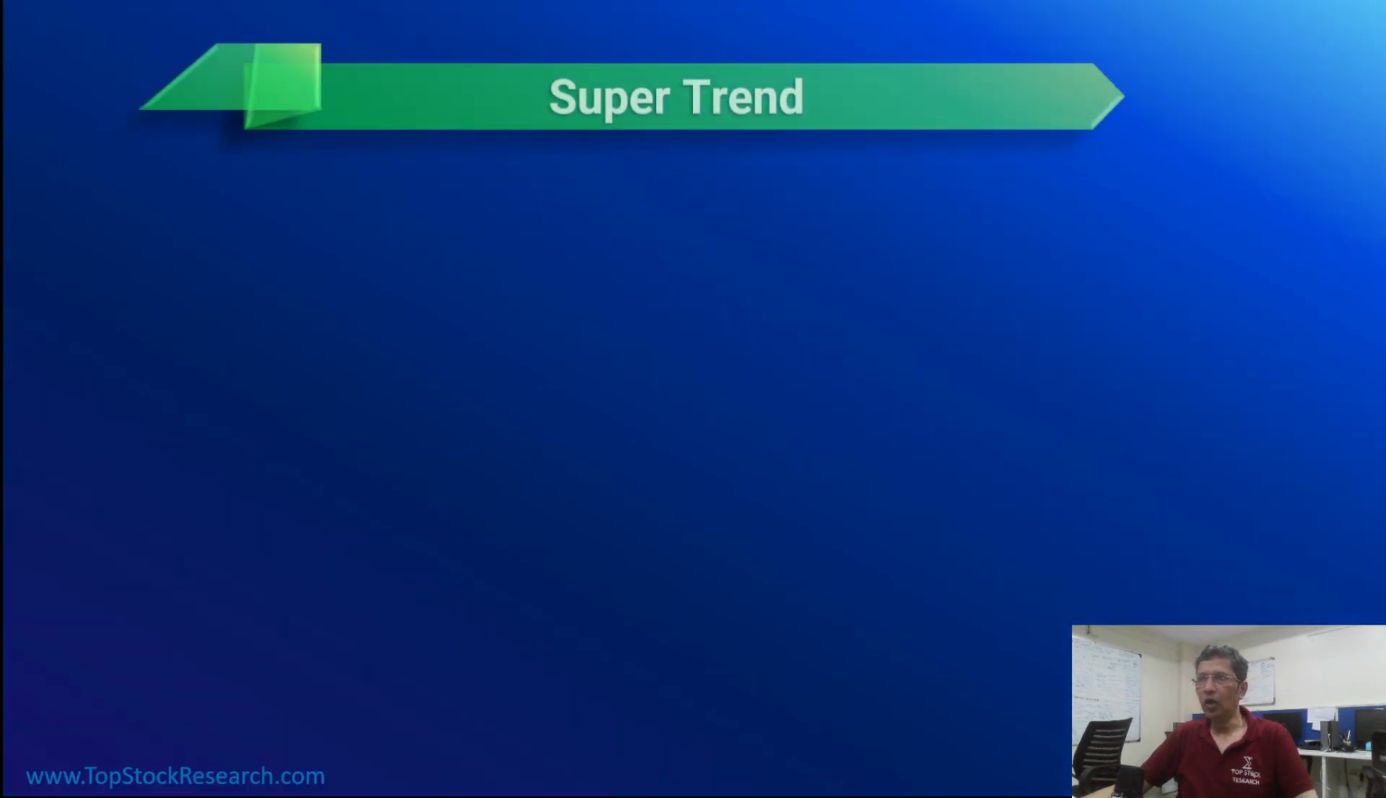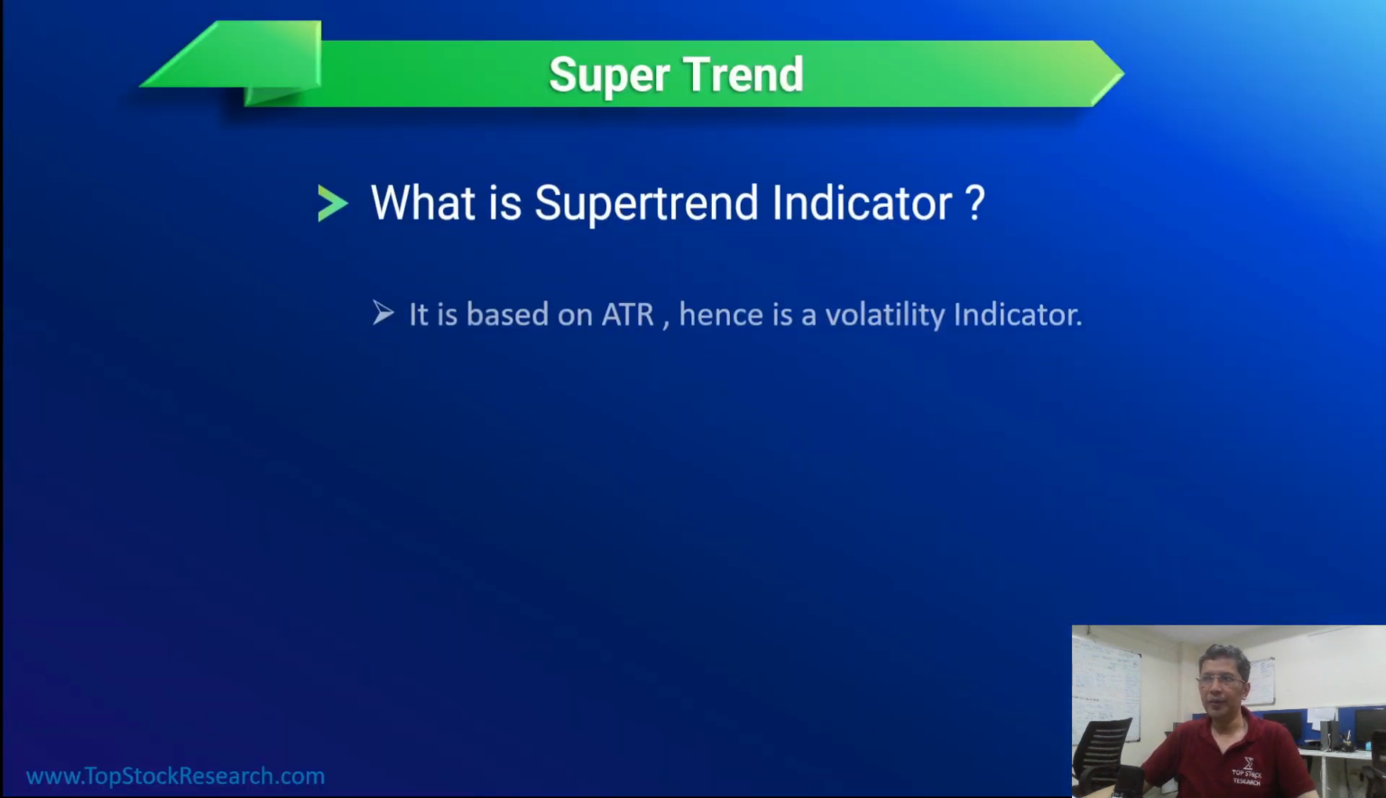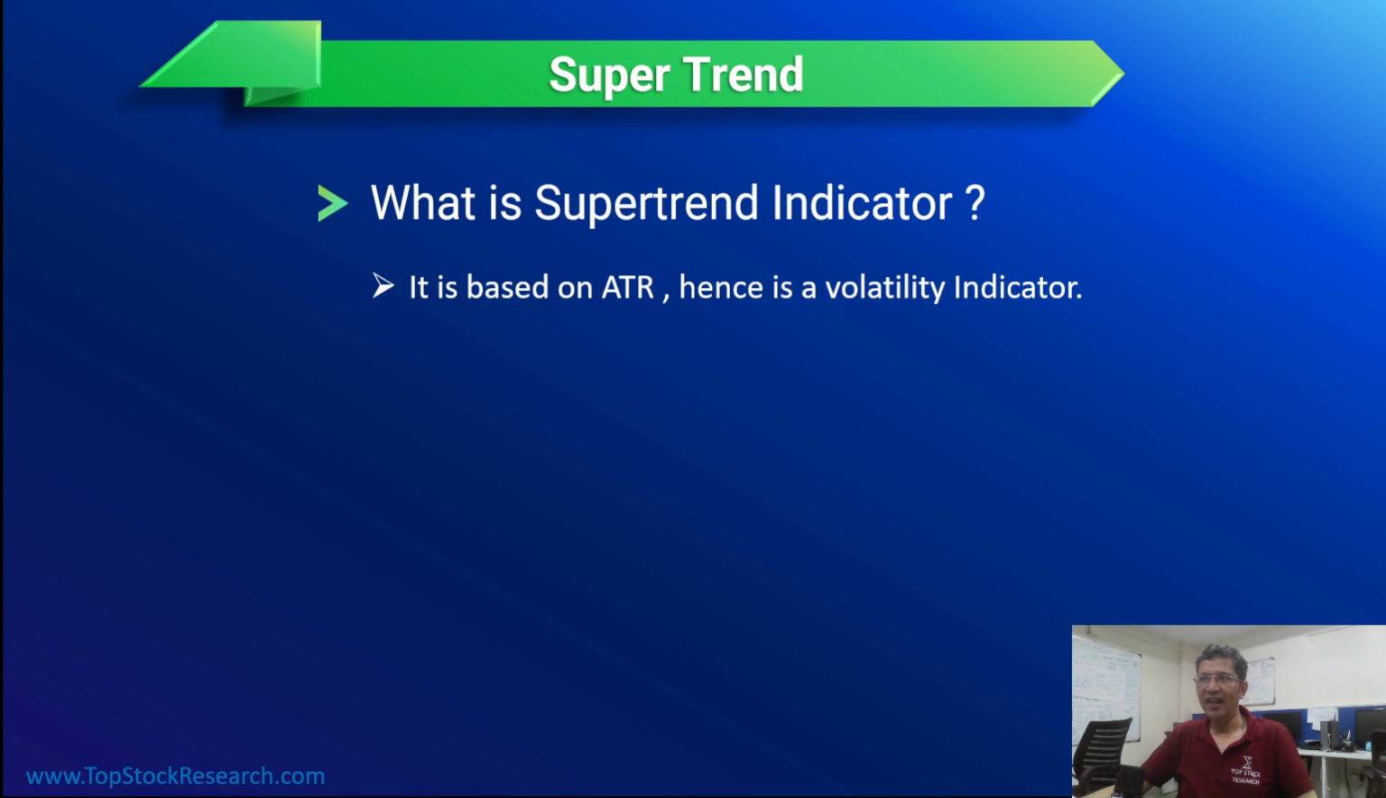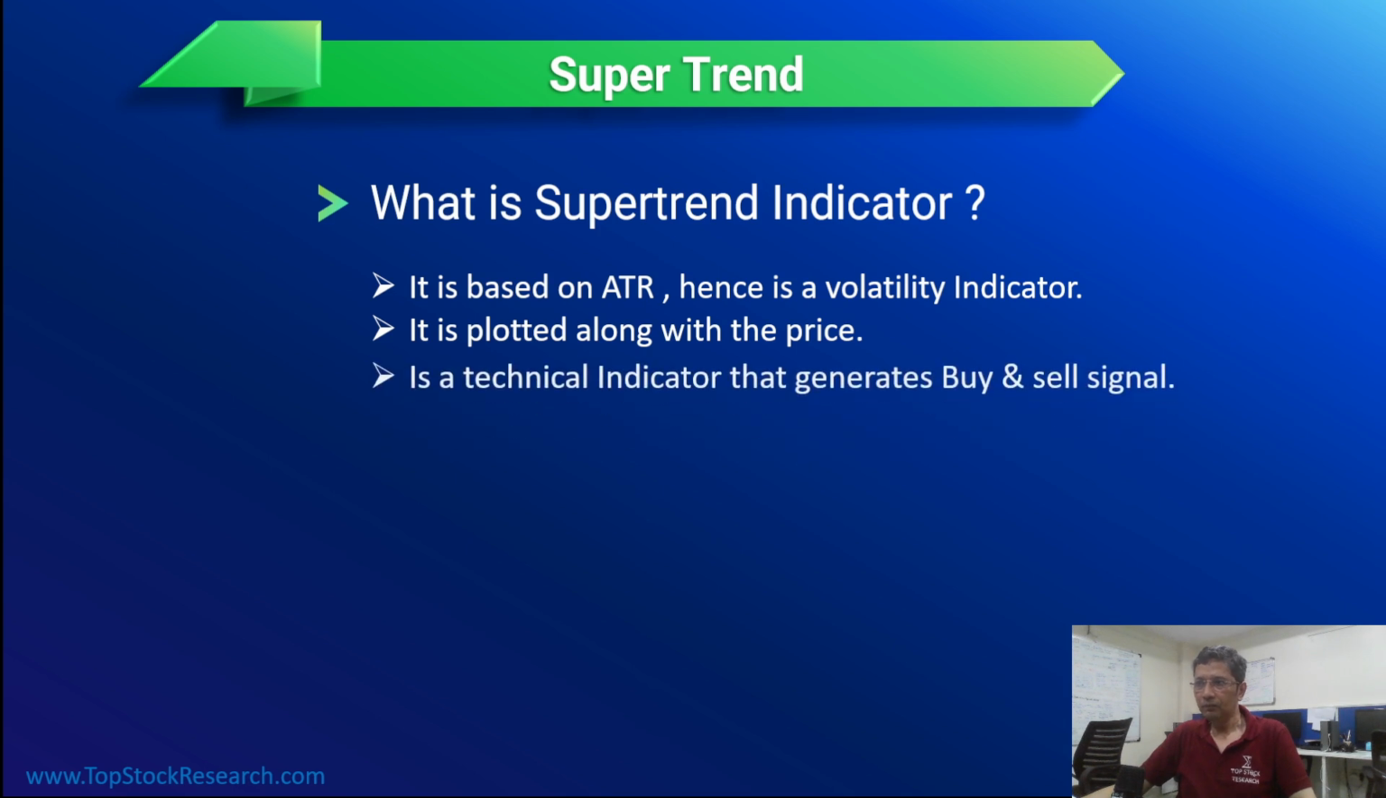Okay. So Supertrend, what is Supertrend? It's based on ATR, and hence it's a volatility indicator. It gives a lot of signals, which we'll see shortly. It's plotted along with the price, like a lot of other indicators like moving average or the Bollinger Band or Keltner Band or parabolic Ichimoku. This is also plotted along with the price, so that its viewing is much simpler.